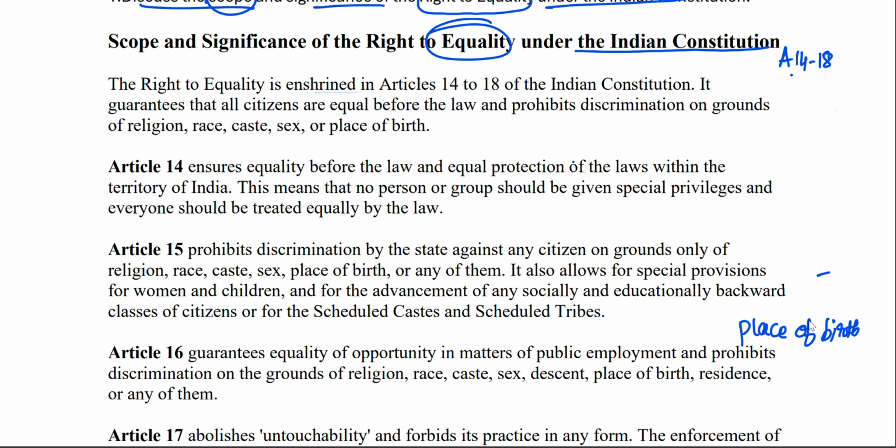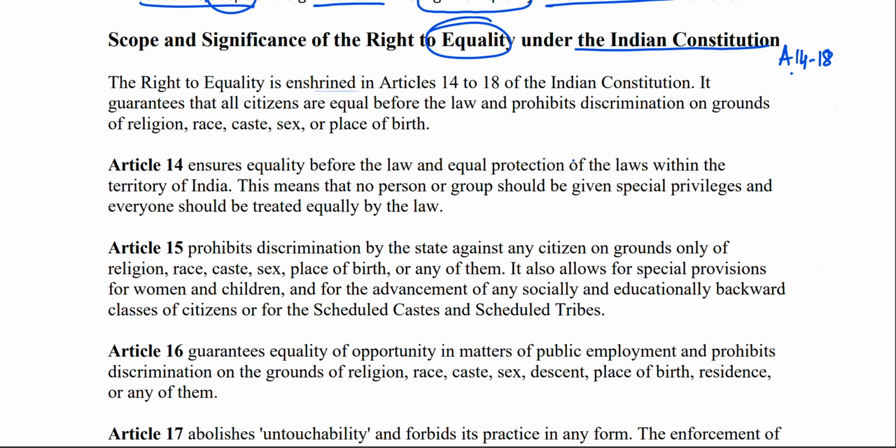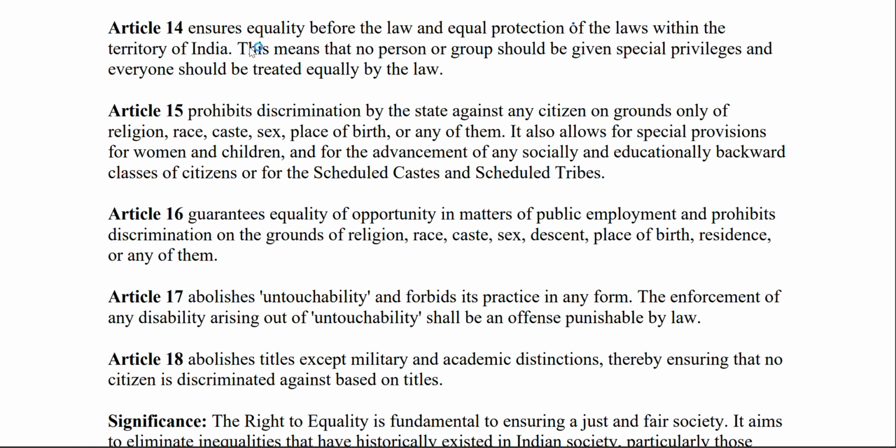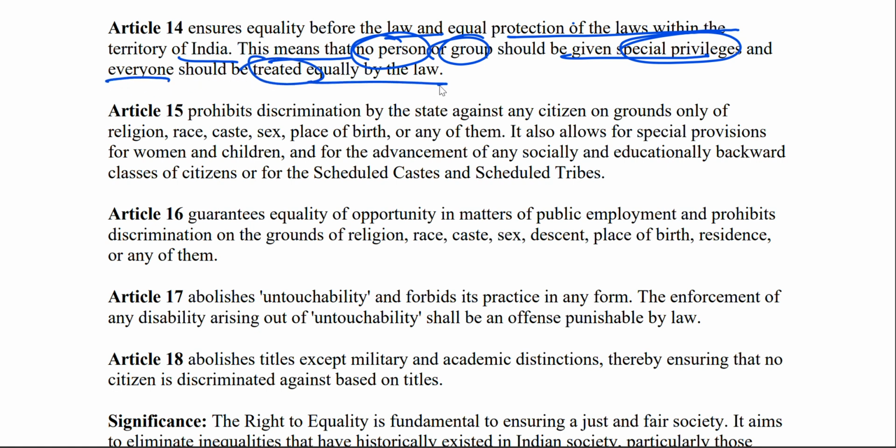Now, Article 14 ensures the equality before the law and equal protection of the law within the territory of India. So we have equality before law and equal protection of the law only within the territory of India. This means that no person or group could be given special privileges and everyone should be treated equally by the law. We speak about the equal treatment over here.